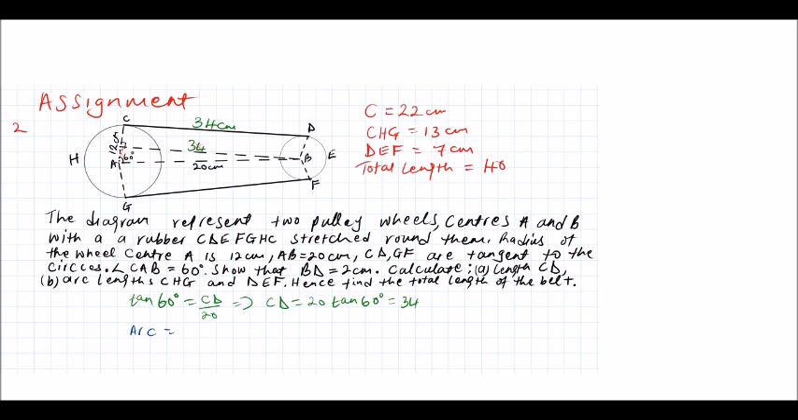We are supposed to find the CHG, which is actually a sector, correct? And what is the formula for finding the length of an arc? This is a major arc. Arc is equal to, that is CHG is theta.